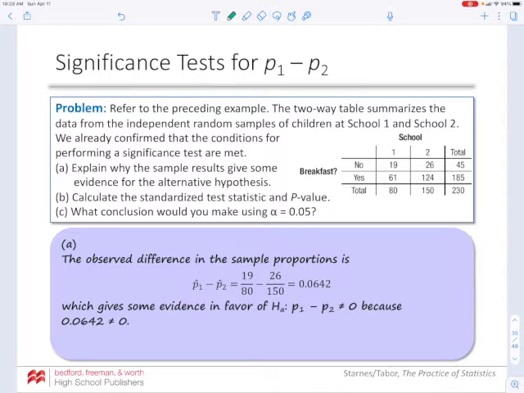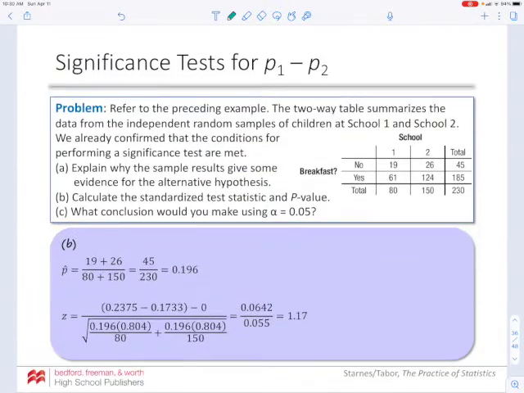So the observed difference in the sample proportions, 19 out of the 80 minus 26 out of 150, is 0.0642, which gives some evidence in favor of the alternative that there is a difference because that is not 0. So now we're going to pool the samples, we're going to combine them to get our combined p hat, 19 plus 26 out of the 80 plus 150. And then filling in our values, we have our statistic, which is the difference minus the hypothesized value. Then we have our pooled standard deviation or standard error type idea.